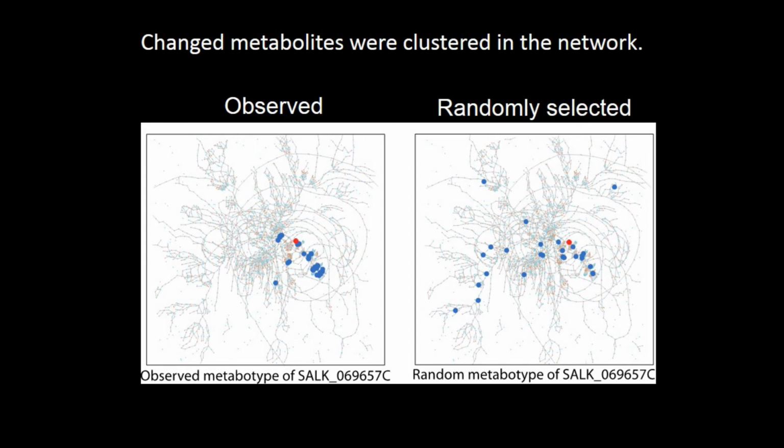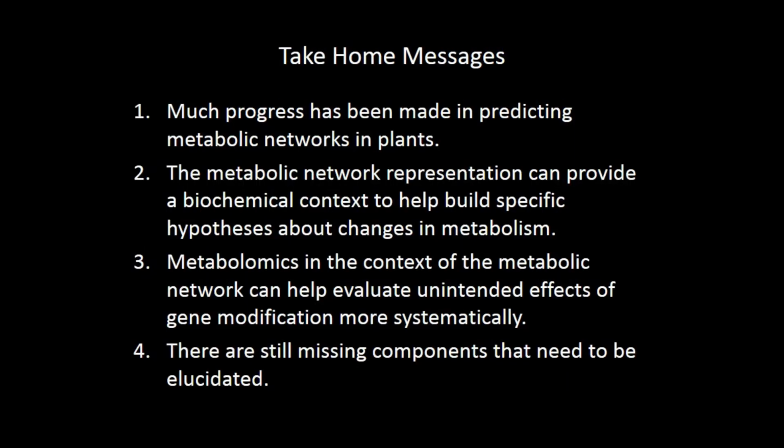Now we're interested in using these patterns to go deeper into understanding the mechanism of change of these metabolites in the network using flux models. So to summarize, I've told you that much progress has been made in predicting metabolic networks in plants, and I think some of these tools could be useful in building hypotheses to assess both the intended and unintended effects or changes from genetic modifications.